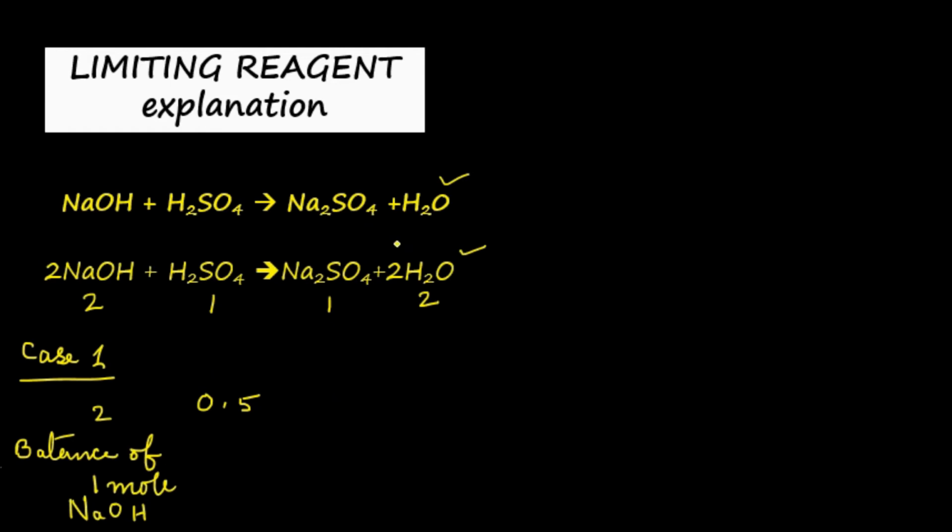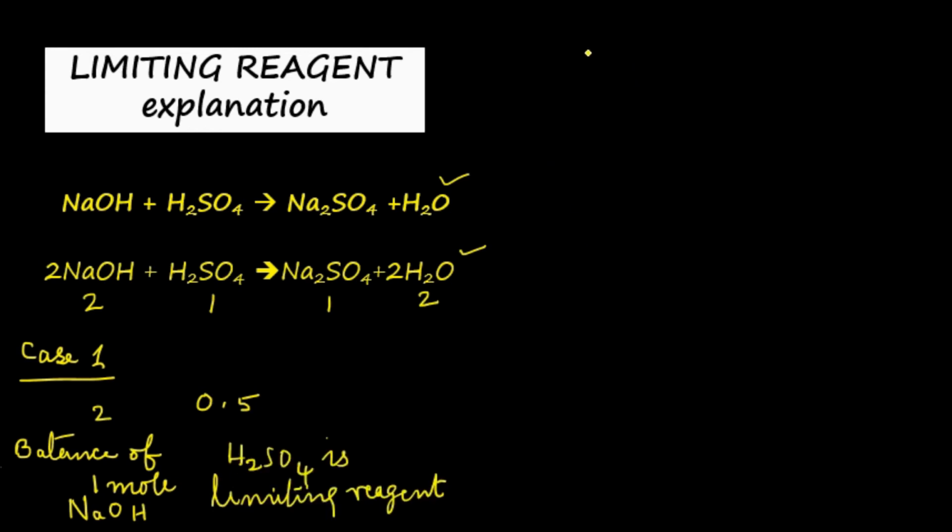The amount of sodium sulfate formed also will be less. It gets limited due to the limited amount of sulfuric acid. There is a balance of 1 mole of sodium hydroxide. So, in this case, sulfuric acid is the limiting reagent.